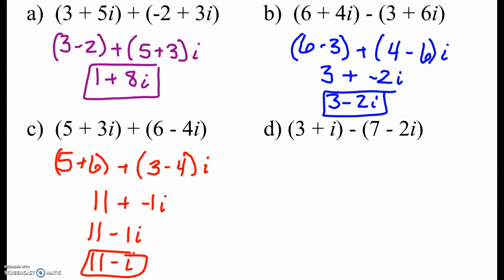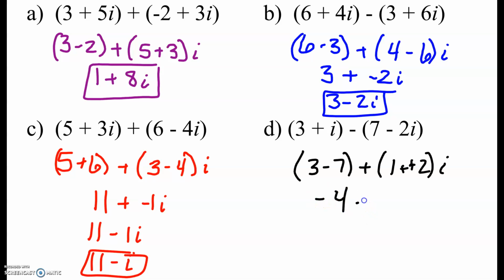And finally, we have 3 plus i minus 7 minus 2i. So, again, subtract the real number part. Subtract the imaginary part. That i is just like 1i. I always like to change subtraction of a negative to adding a positive. And then I'll finish off the problem. 3 minus 7, negative 4. 1 plus 2 is 3i.